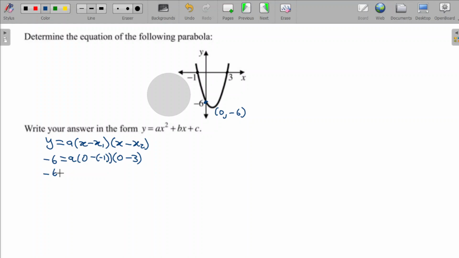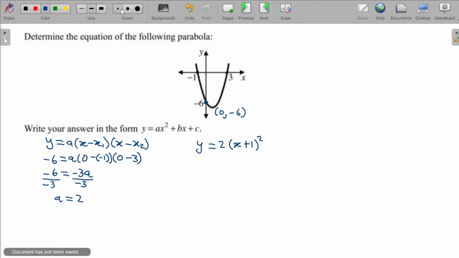Then from here, minus 6 equals minus 3a, and we divide by minus 3, and my value of a is going to be equal to 2. Again, my value of a is positive and it makes sense because my graph is facing upward, so the value of a was supposed to be positive. Now from here, y = 2(x + 1): since this one is negative here, you put it inside as positive 1.